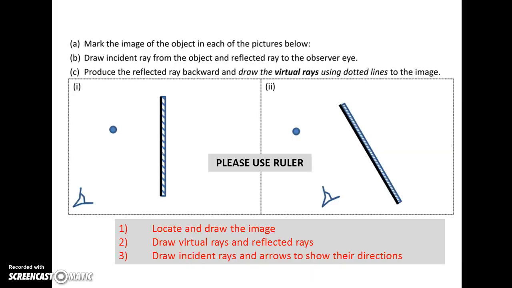For this question, what you have to do is to follow the following steps. Number 1, locate and draw the image. Then, draw the virtual rays and reflected rays, one by one like this. Lastly, draw the incident rays, and remember to draw the arrows to show their directions.